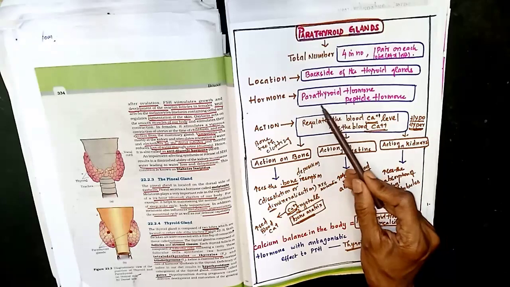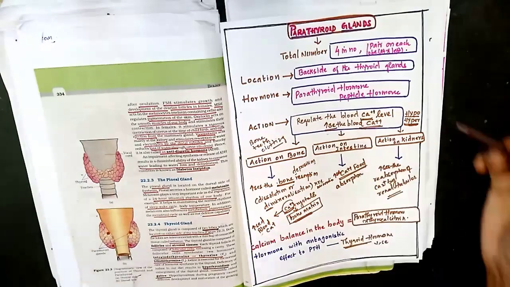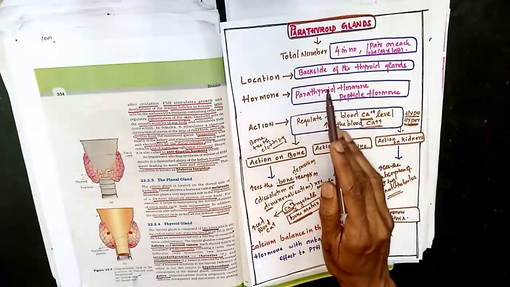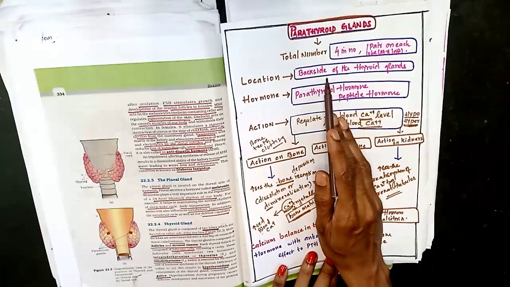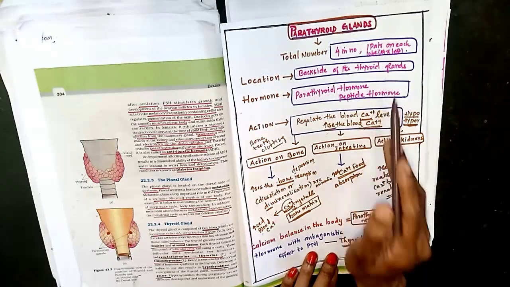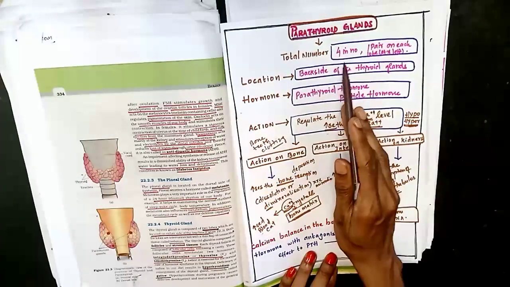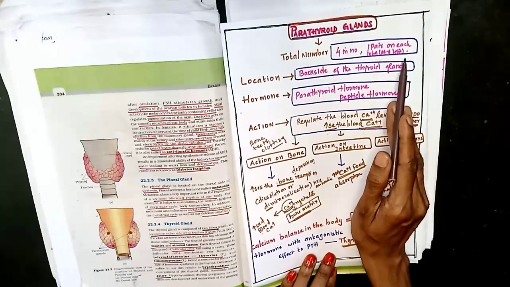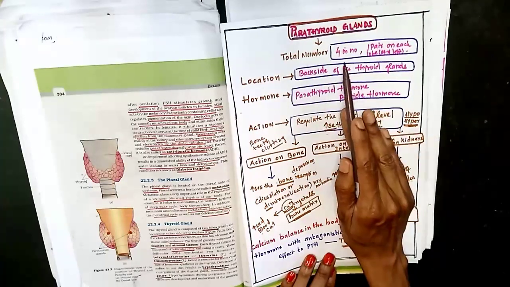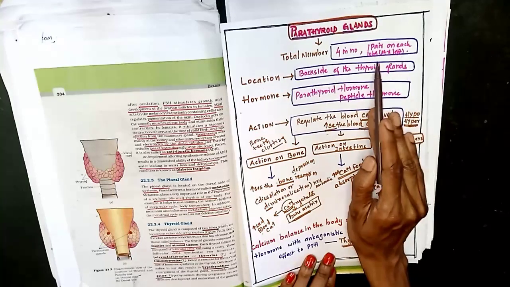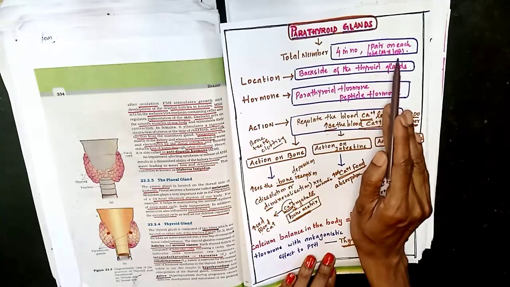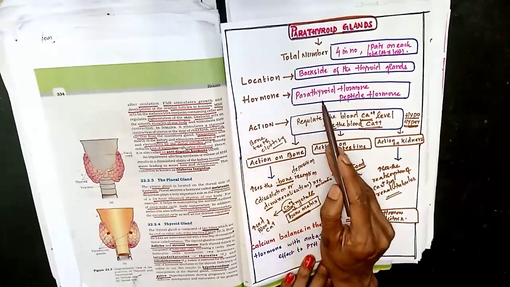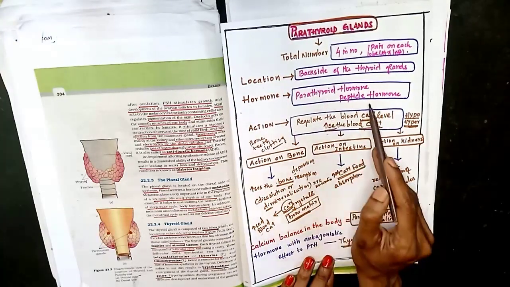Now we can quickly revise the important MCQ points. The parathyroid glands are located on the back side, or the dorsal side, of the thyroid gland. Totally they are 4 in number, 1 pair on each lobe, that is on the right lobe and on the left lobe of the thyroid gland. The hormone secreted by the parathyroid glands is parathyroid hormone, a peptide hormone.